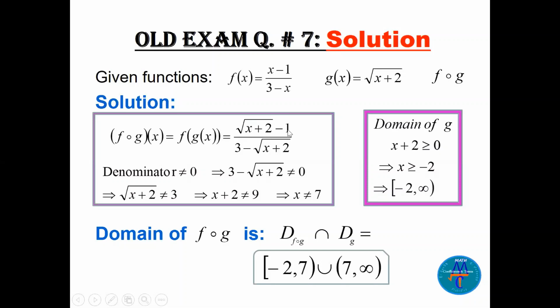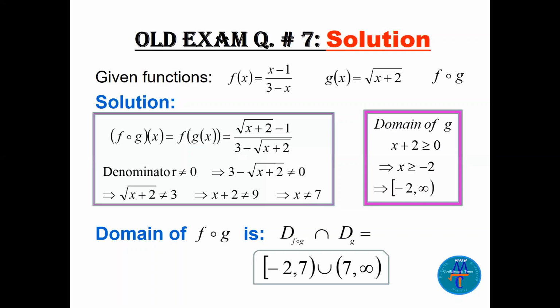Now, we already took care of the x plus 2 in the radicand, in the radical, finished. Now this one, 3 minus square root of x plus 2, in the denominator cannot be 0. So we have to solve for x. Then take the square root to the other side, 3, and square it. You get x plus 2 is equal to 9. So x cannot be 7. Let me just show you, check here. Put 7 there. 7 plus 2, 9. Square root of 9, 3. So 3 minus 3, 0. That's why we say x cannot be 7.